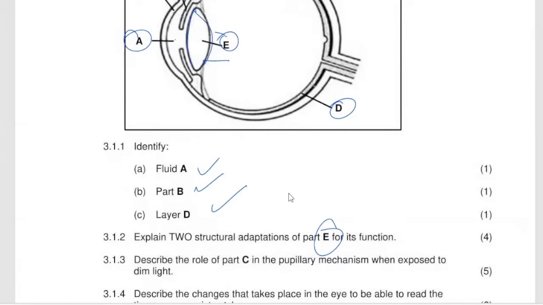Number 2, if you look at it like this, it's biconvex. Concave is like this, but this shape is convex on one side and convex on the other side. So even if you say convex, it's still fine. What is it for? To focus light onto the retina.